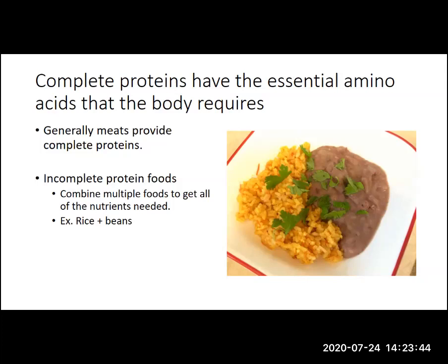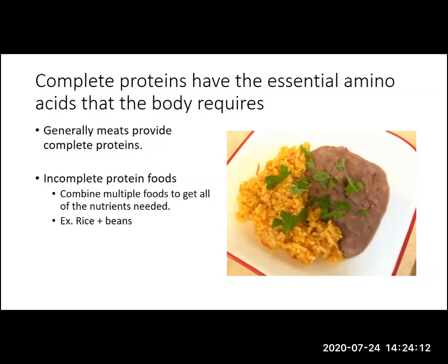A good classic example of that is, in this case, we've got refried beans over here, and some rice over here. Individually, each one of these is going to be an incomplete protein food. It's got some of those essential amino acids, but not all of them. This has some essential amino acids, but not all of them. But the combination of these two is going to give you all of the essential amino acids that you need.